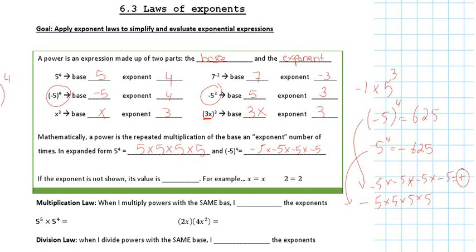If the exponent is not shown, its value is? If I don't have an exponent, what's that exponent? If I have x, what's the exponent on the x? 1. It's an invisible 1. I put these rules here for you. 7 is equal to 7 to the power of 1, or x is equal to x to the power of 1. So there is an exponent of 1 on every whole number. Anything that does not have an exponent is actually to the power of 1, right?